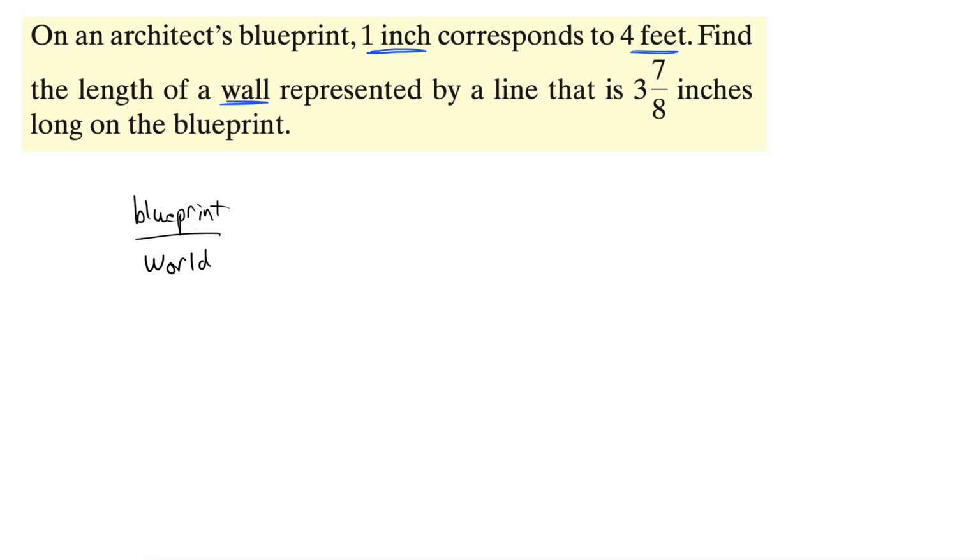So the base comparison tells us that 1 inch on the blueprint corresponds to 4 feet in the world. Okay, well now this wall has 3 7/8 inches on the blueprint, and it's asking how long is this in the world? How long is the actual wall?